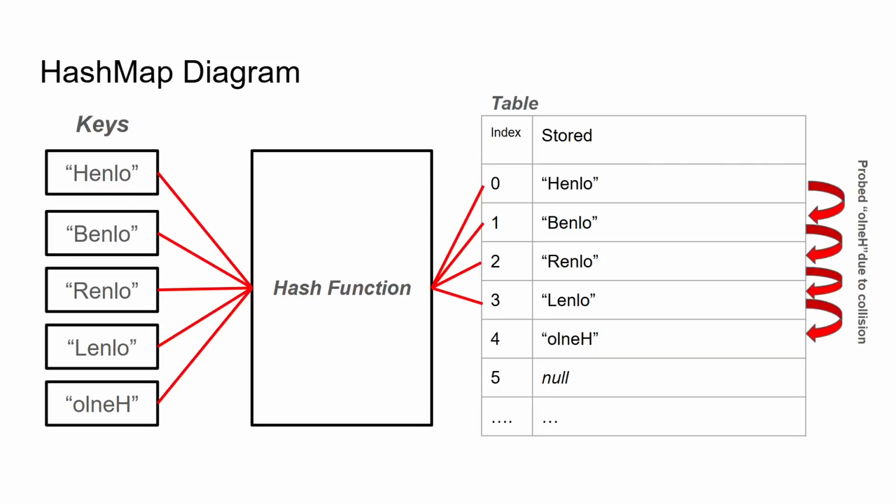We have the keys Henlo, Benlo, Renlo, Lenlo, and backwards Henlo. Of course, the hash function finds the proper indexes for the first 4 names. However, for backwards Henlo, a collision occurs. In that case we use linear probing to find the next available index. In this case, index 4.